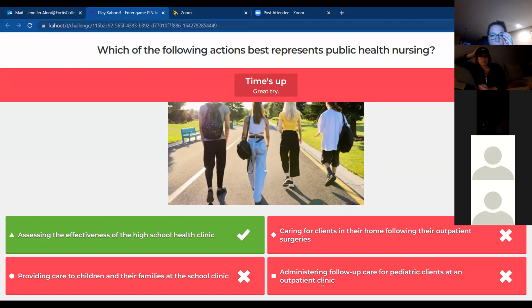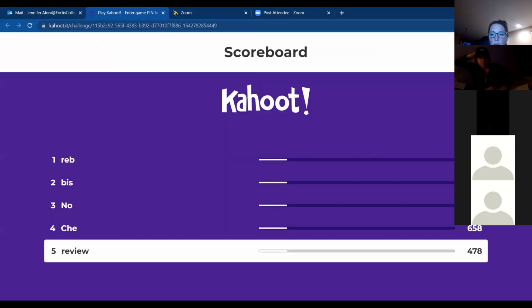Yeah, we're doing public health. We're trying to decrease problems. High school clinic is going to be a great place to do that. Okay. Caring for somebody following surgery. No, that's not going to decrease diseases. Administer follow-up for pediatrics in an outpatient clinic. It's already a problem there, right? And then providing care to children and their families at the school clinic is another one that's not going to work.